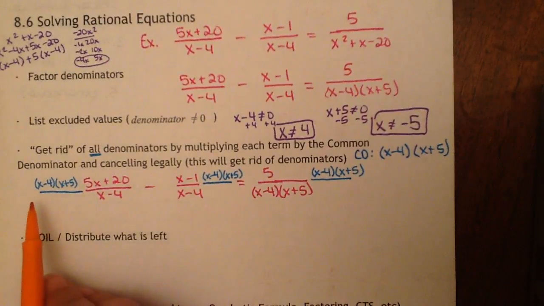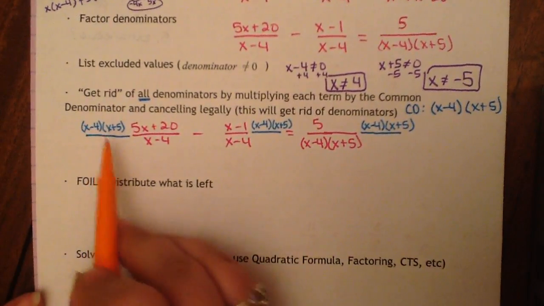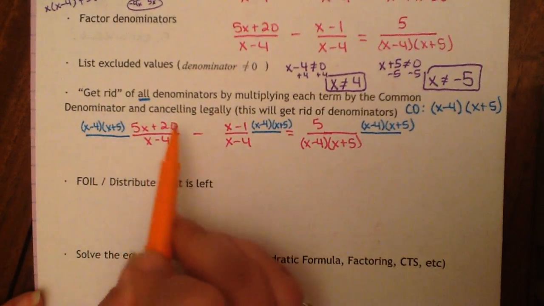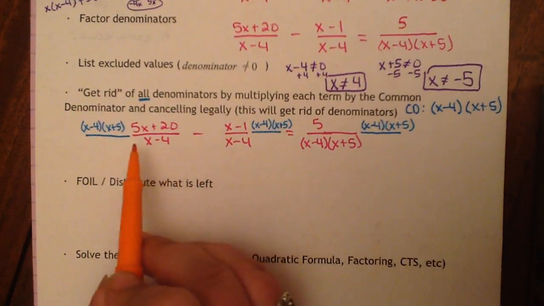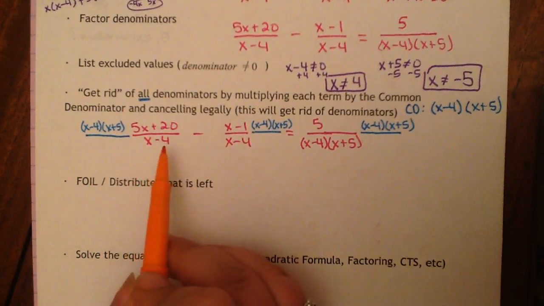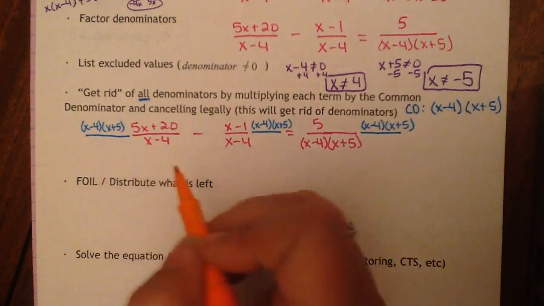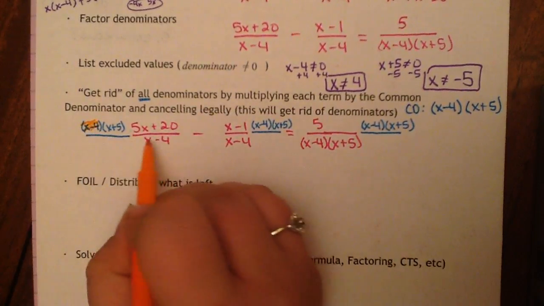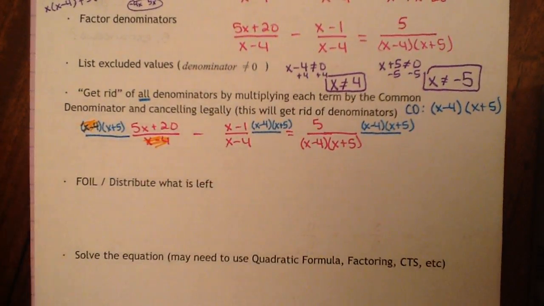So we've got 3 different fractions here. This first fraction is what comes before the minus sign. So here's our first fraction. Is there anything in the numerator that's also in the denominator? Yes, there is. The x minus 4s. So those are going to cancel.